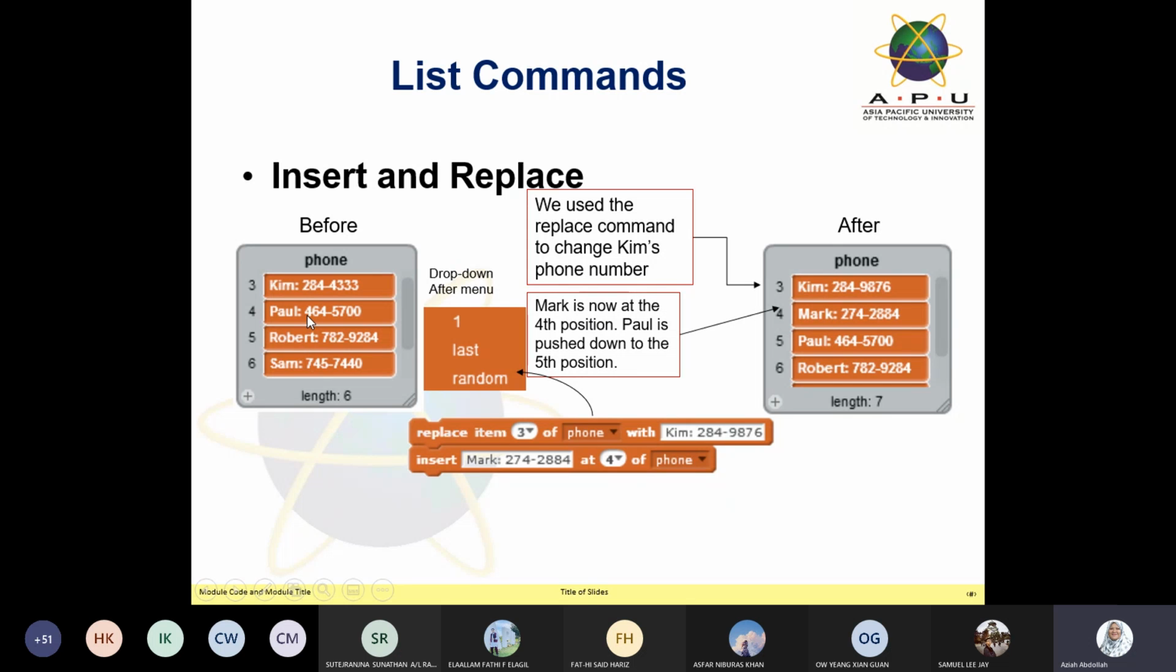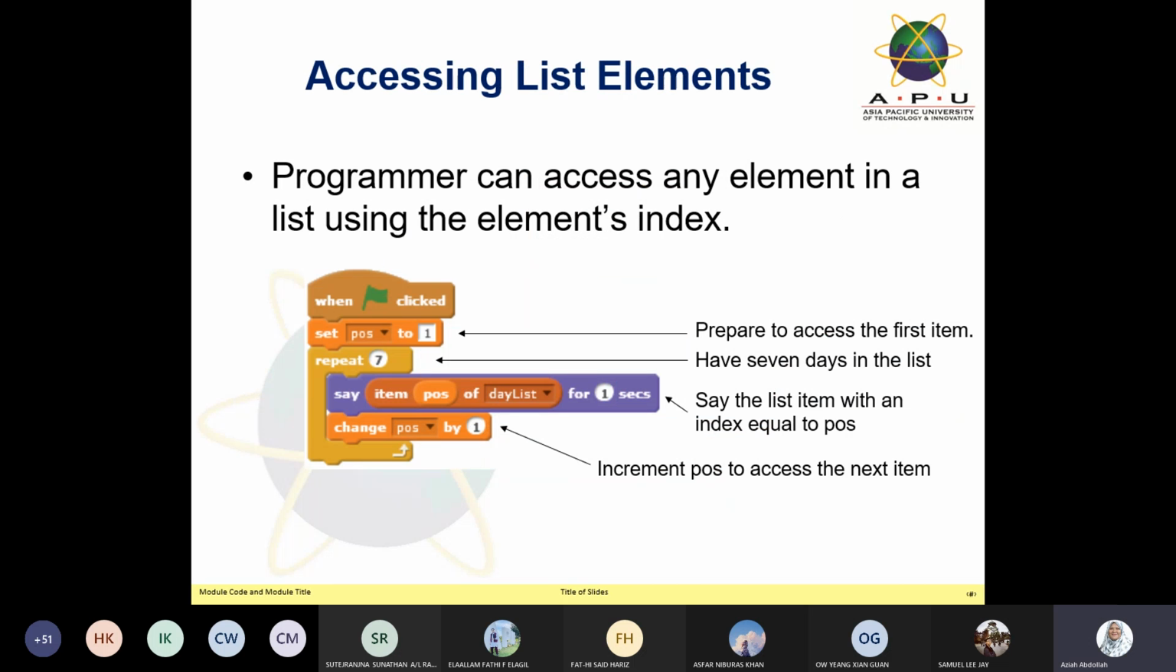Pole is at position number 4, but we want to insert Mark as a new item, a new value, a new list data at number 4. So Pole will be pushed down to the 5th position. So Mark will become number 4, the 4th position. So that is insert and replace.